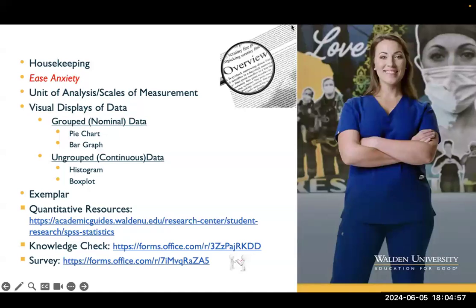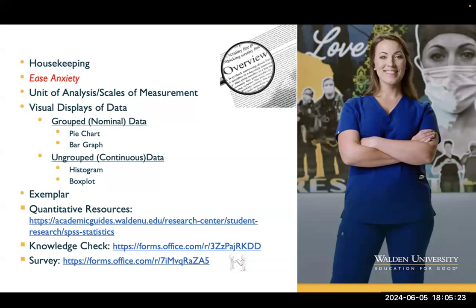Now, before we get into that, you'll be visually displaying data, but what and who are you displaying this data for? By that, the question is, what is the unit of analysis? And we'll talk about that. And very important are the scales of measurement, which I call the foundation of quantitative research. And we'll talk about that.